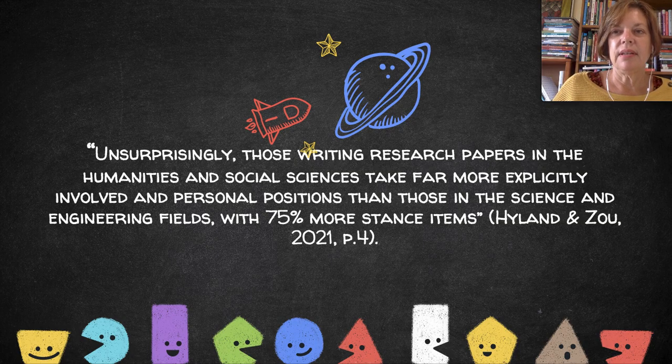But as I've mentioned, this plays out differently in different disciplines. So here's this quote from Highland and Zhu. Unsurprisingly, those writing research papers in the humanities and social scientists take far more explicitly involved and personal positions than those in the science and engineering fields, with 75% more stance items. So although writers in science and engineering do use stance markers, you are more likely to find it in the humanities and social sciences. To put it another way, it's a real characteristic of humanities and social science writing.